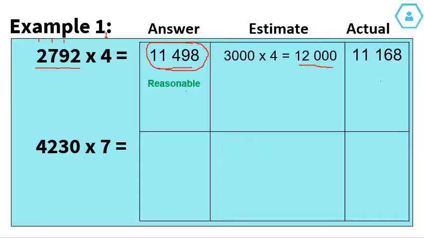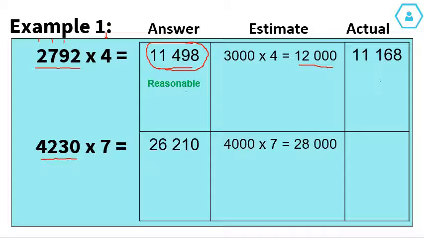So we've got 4,230 multiplied by 7. Now again, I'm going to round this first number here rather than the 7. So 4,230, I'm going to round that down to 4,000. Now firstly, I'm going to need to come up with an answer. Sorry, I jumped ahead. Here's the answer that I've come up with, 26,210. Then my estimate, I've rounded this down to the nearest 1,000.